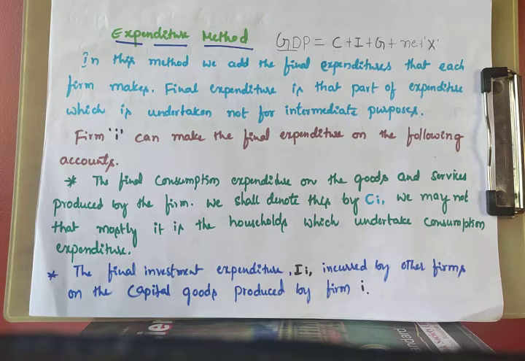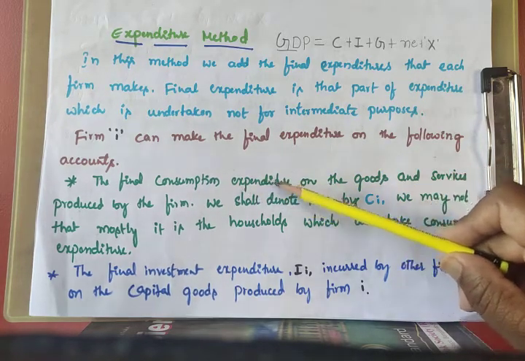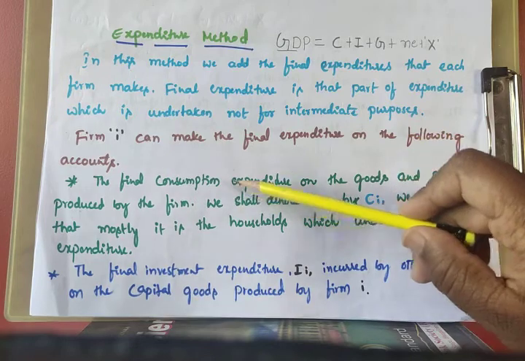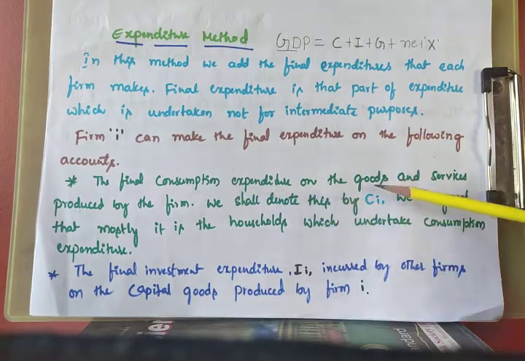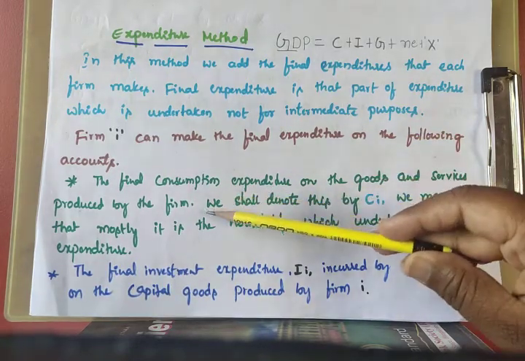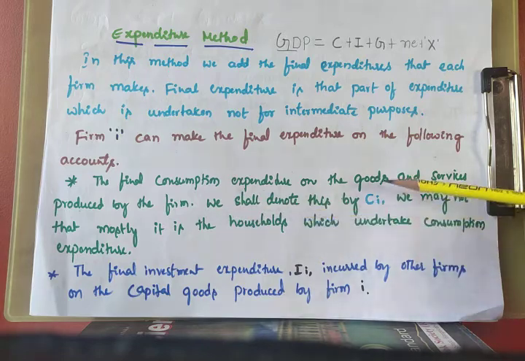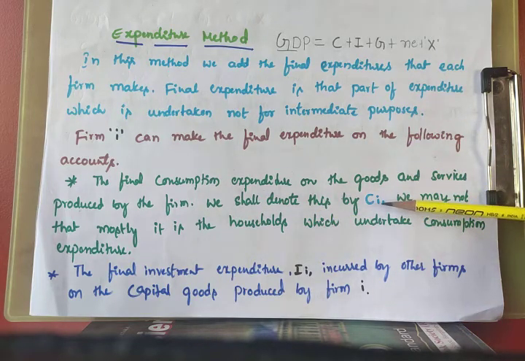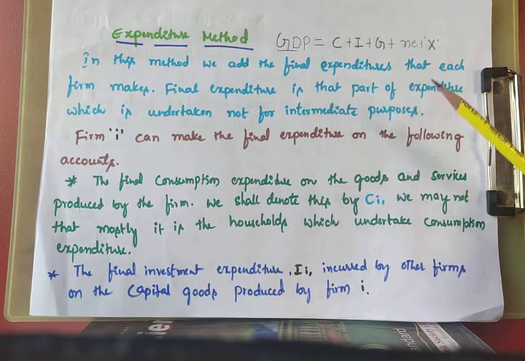Here the first one is the final consumption expenditure, that is C. Final consumption expenditure on the goods and services produced by the firm. We shall denote this CI. CI means consumption expenditure of firm I. Okay, we are just taking an example. I means the name of the firm. Just imagination, firm I. I is nothing but the firm name.